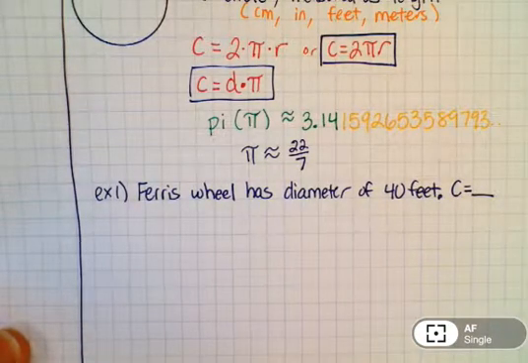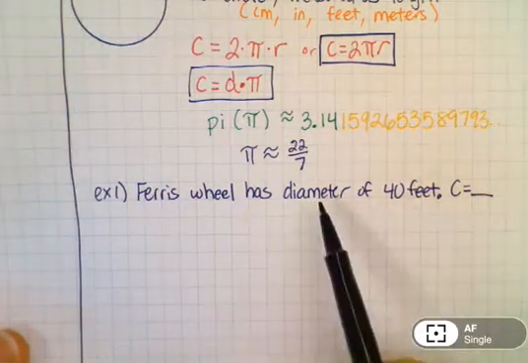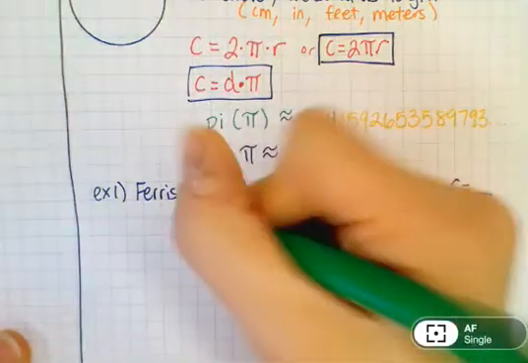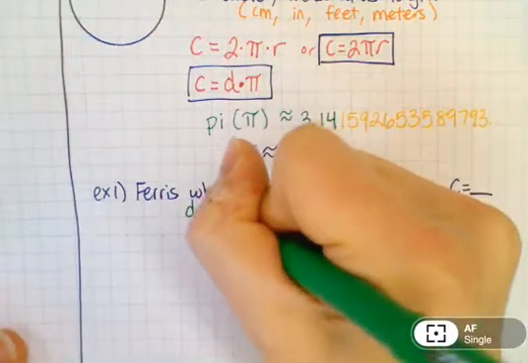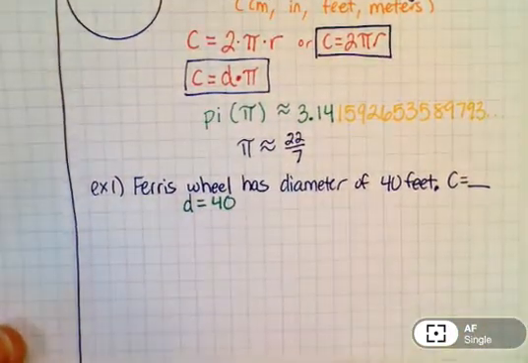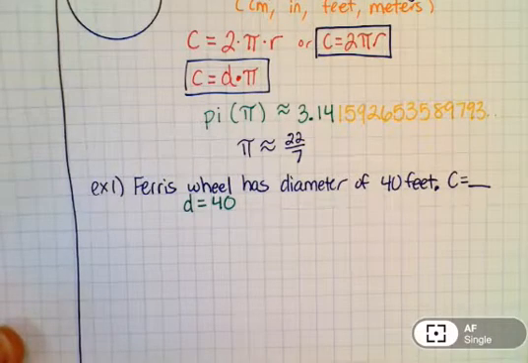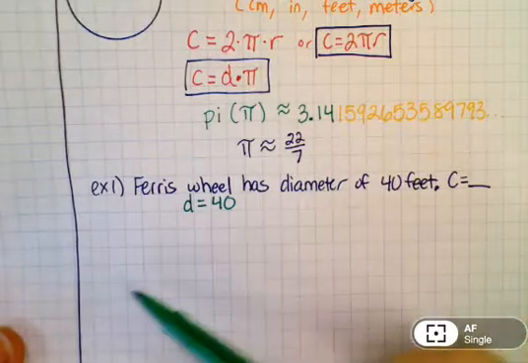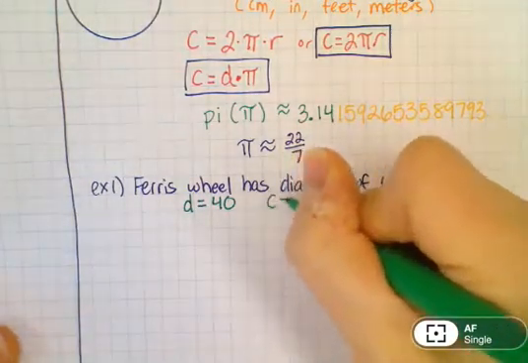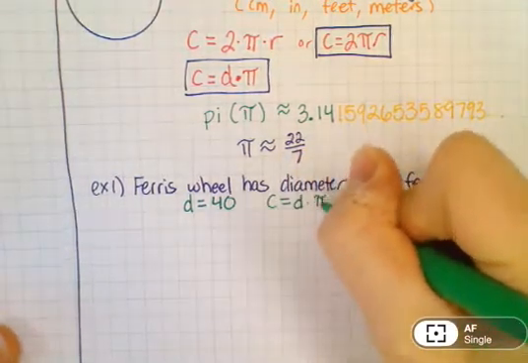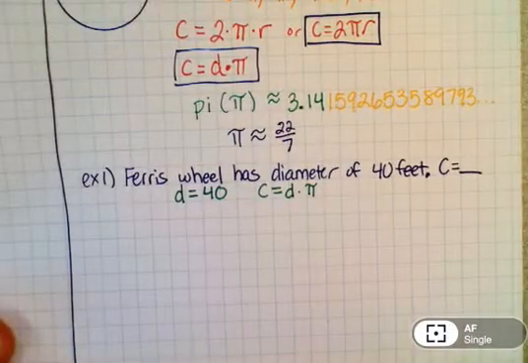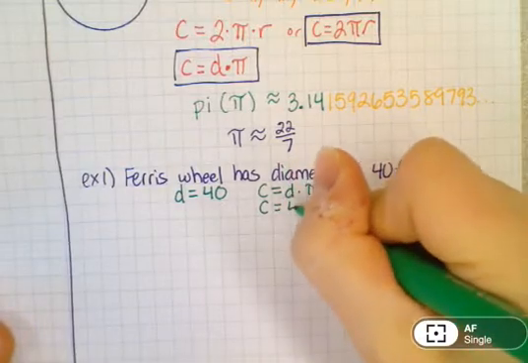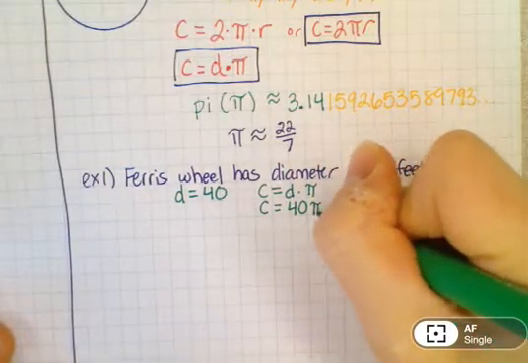So in this problem, it's telling me the diameter. It's saying the diameter is 40. So the very first thing that I'm going to do here is write d equals 40. So I'm just kind of building the information that I have in the problem. So d equals 40. So I'm going to want to use this bottom formula, the diameter times pi. So I'm going to write the formula, c equals d times pi. And then I'm going to replace the d with 40. So circumference equals 40 pi.